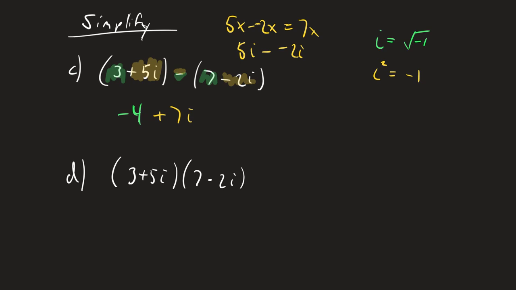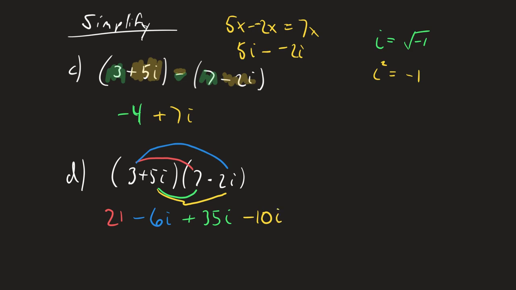Pretty similar idea here with d. It's just a distribution problem. So I'm going to take 3 times 7, here I get 21. And 3 times negative 2i, so 3 times negative 2 is negative 6, so I get negative 6i. And then 5i times 7, which would be positive 35i. And then 5i times negative 2i, so of course 5 times negative 2 is negative 10. And just like x times x is x squared, i times i is i squared.